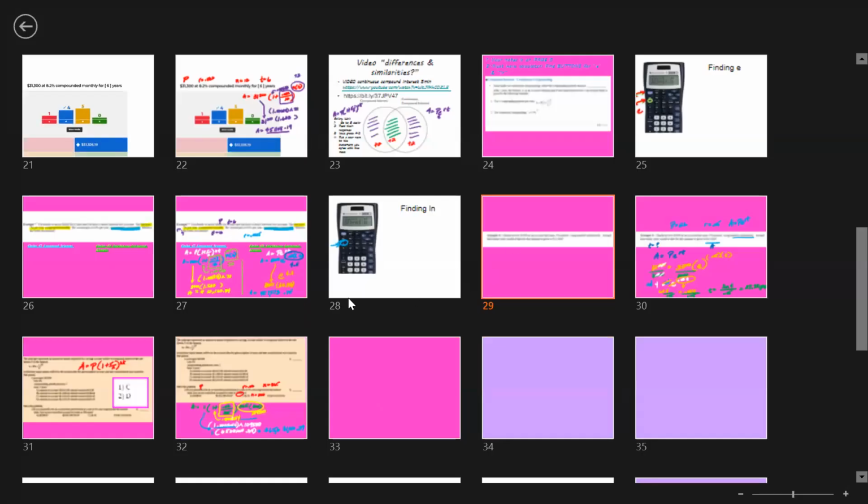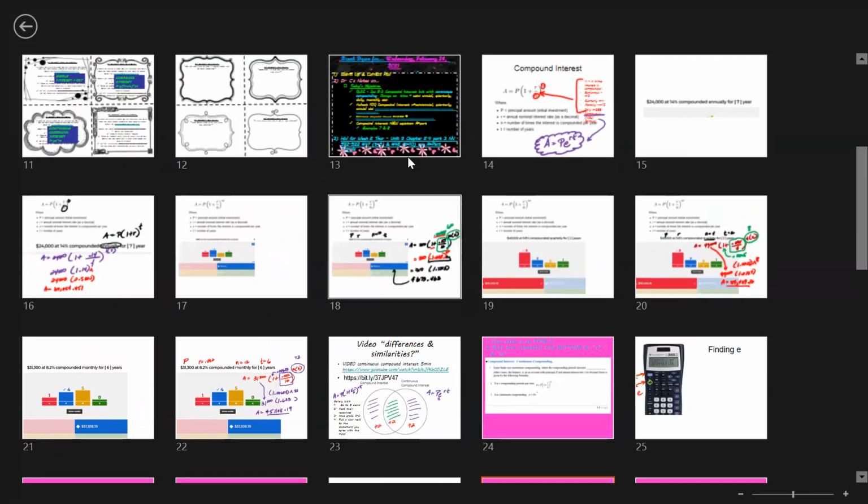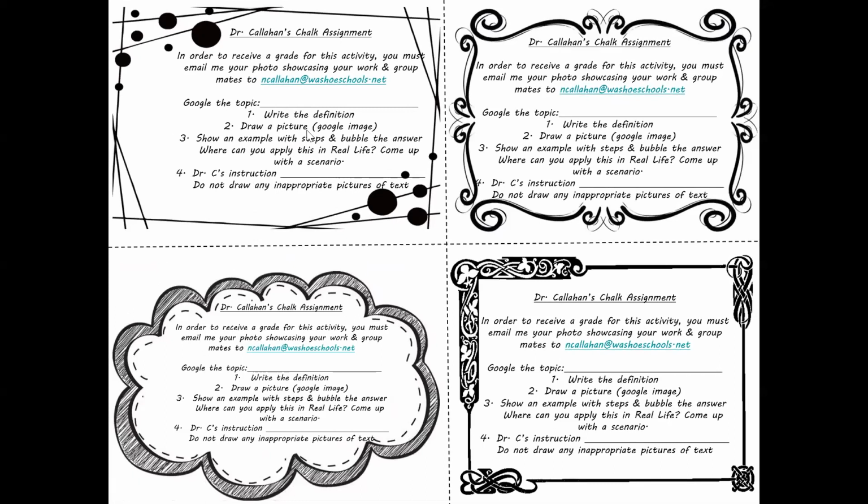All right, you guys, next thing I want you to work on is get a piece of paper. Normally I have you do a chalk assignment, but you're not going to be doing this because it's COVID, and also I'm not there. So number 1 on your paper, write the definition. Number 2, draw a picture. Number 3, show an example with steps and bubble the answer when you apply this in real life. Come up with a scenario.